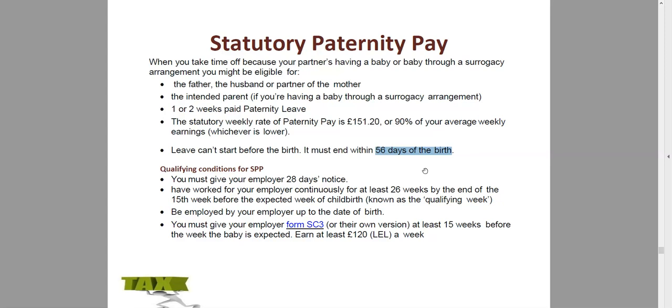But for the SMP, the statutory maternity payment for the woman, she can go 11 weeks before the baby is due, whereas the dad needs to wait until the baby's birth, and within 56 days he can go for 2 weeks of paternity payment. It's the same story. He will get either 90% of the average weekly wages or £151.20, whichever is lower.